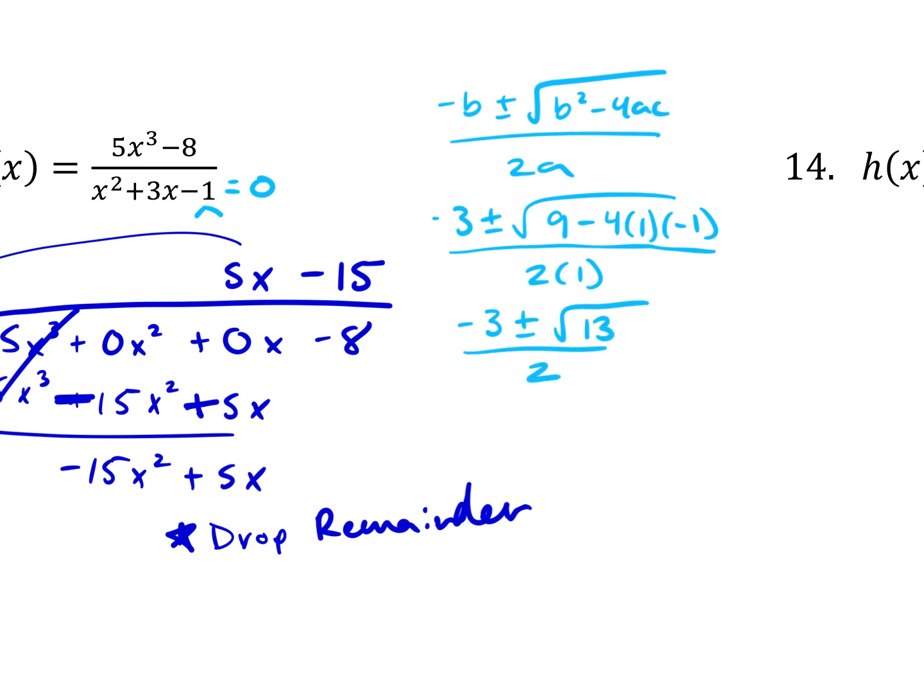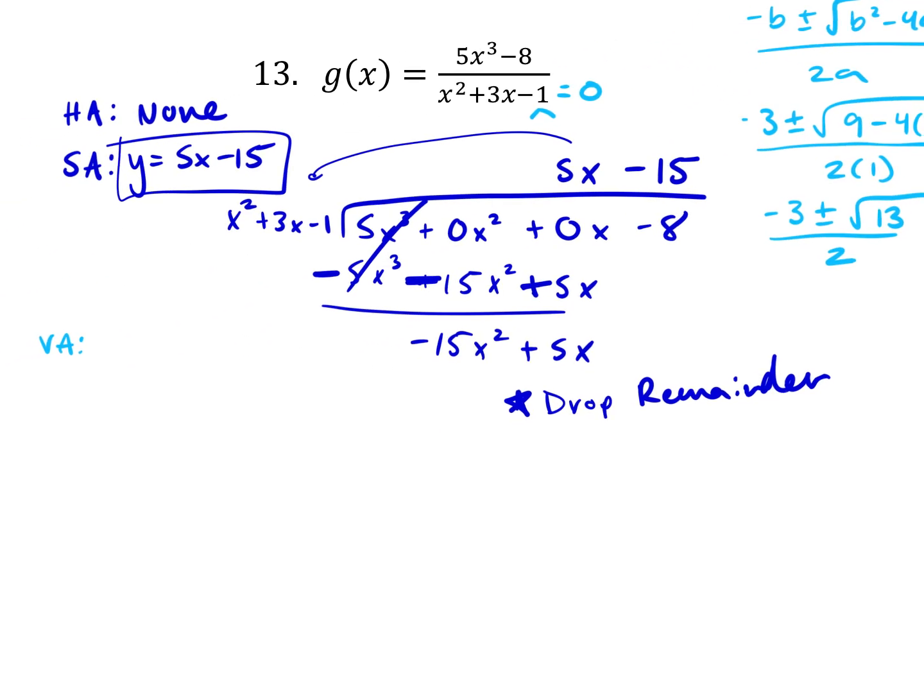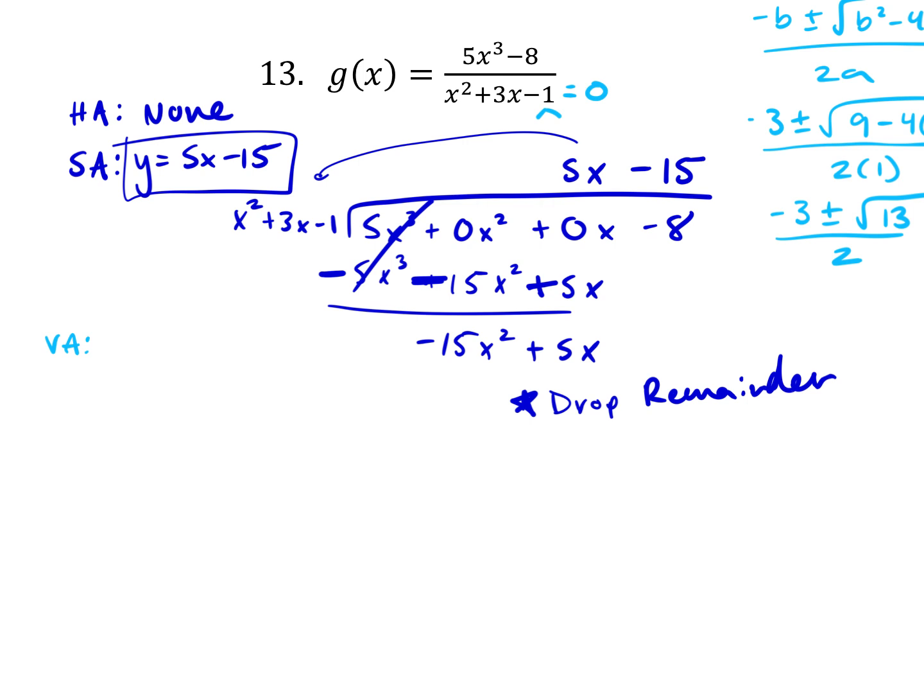Is this a real number? Yeah, there's no imaginaries. So it's just not a pretty number. But our vertical asymptote, is it x equals or y equals? X equals. So x equals negative 3 plus or minus square root 13 over 2.